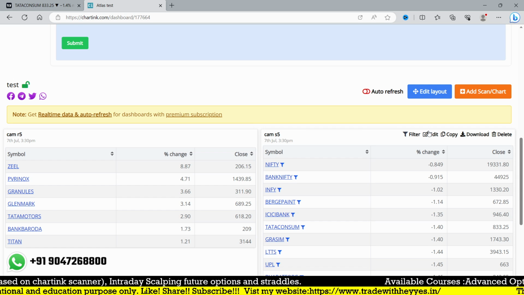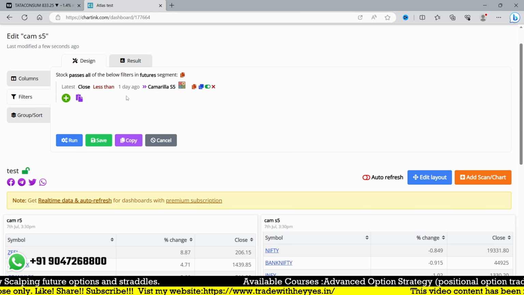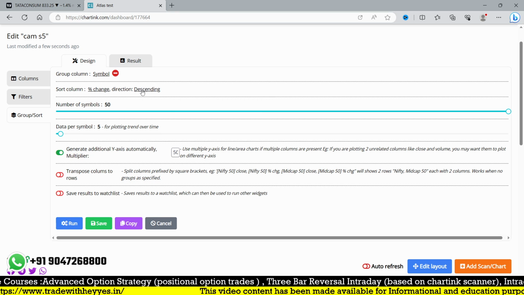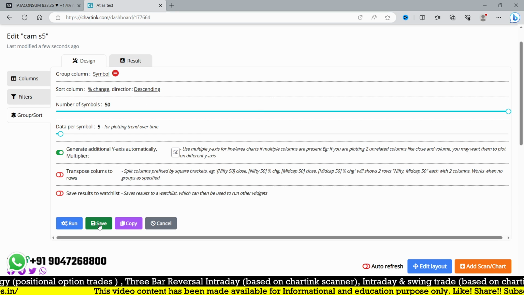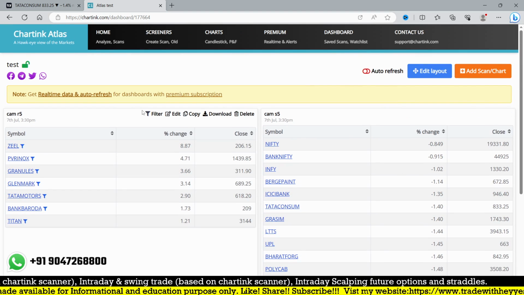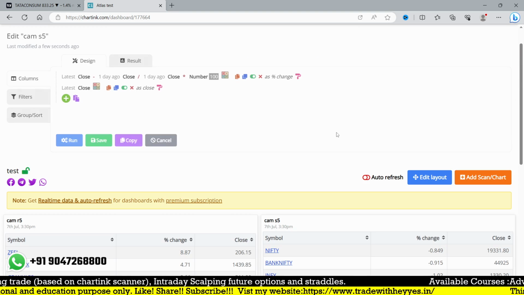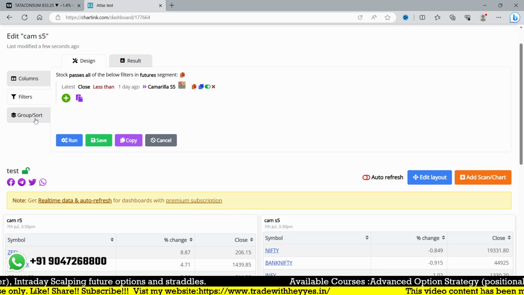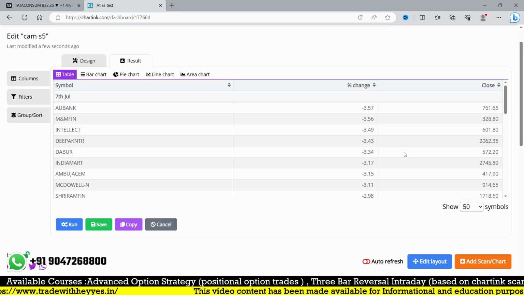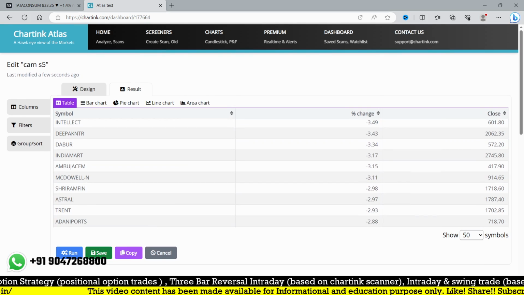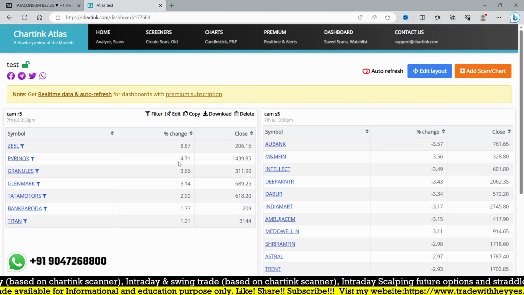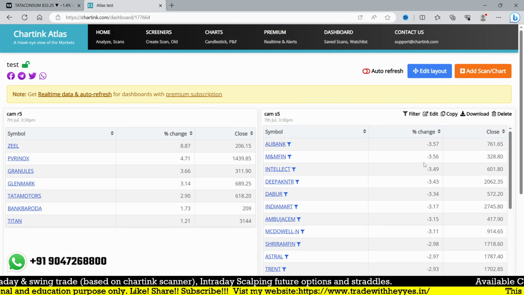What is happening here? Edit, filter, group, percentage, already descending. Just a second. Yeah, there is a confusion, ascending and descending. The call side would be ascending, the put side would be descending, whatever it may be.